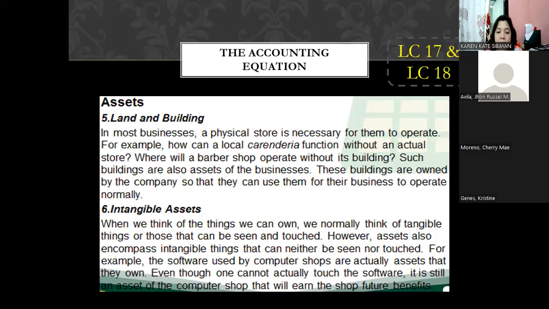So for example, the software used by computer shops are actually assets that they own. So for example, if you play ML, your account in ML is actually one of the tangible assets because you can sell that account. Diba? Merong mga ganon, lalo na kung mythic na yung mga character mo. So pwede mo siyang ibenta kasi may mga addict na bumibili ng mga ganon.